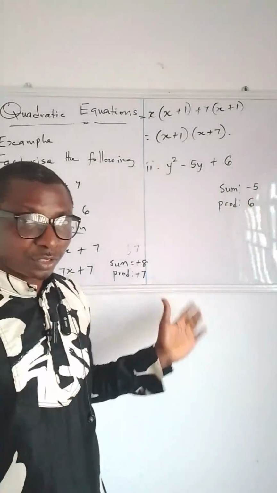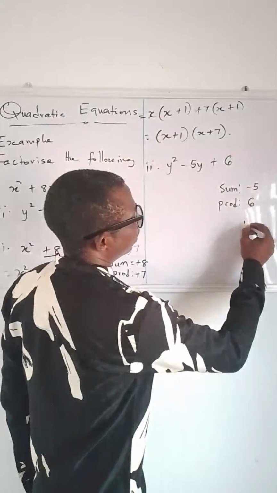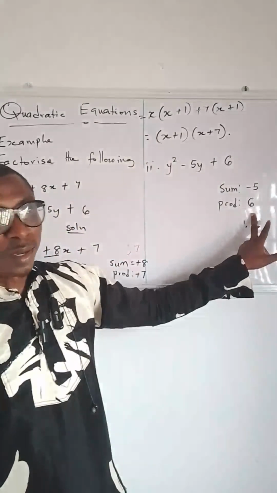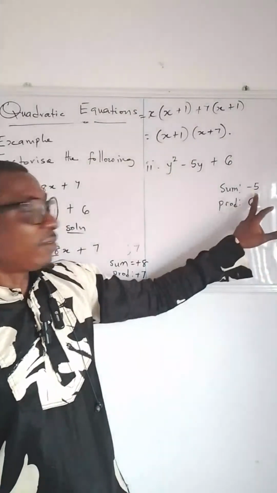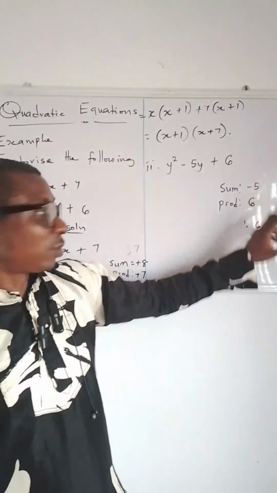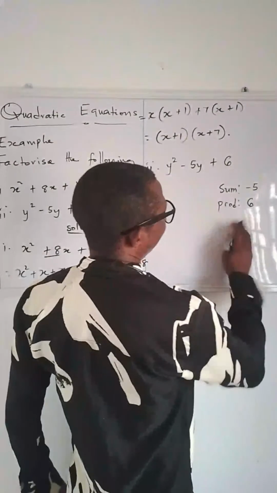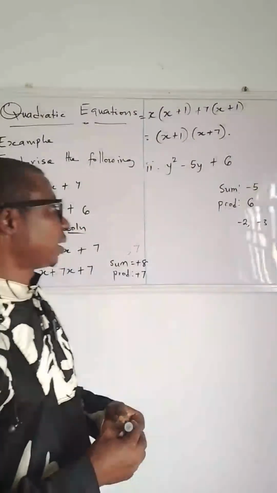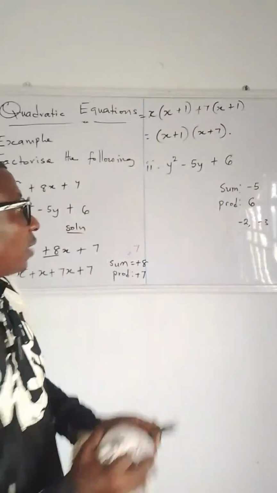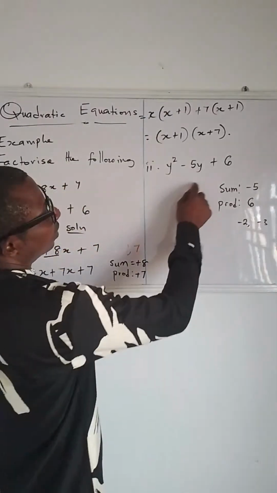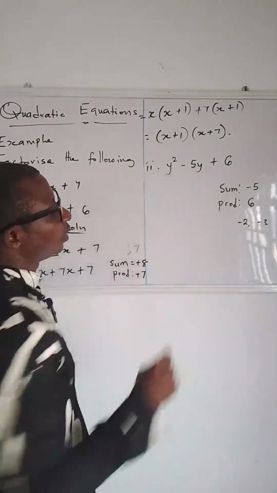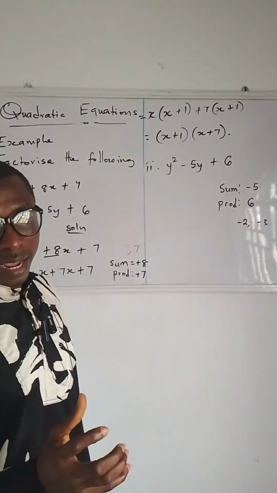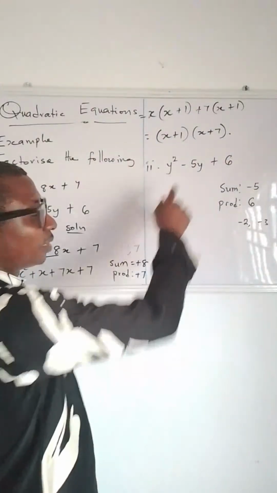Now, I can see someone giving 1 and 6. Fine. If you multiply this and this together, you have 6. But when you add together, are you going to have -5? No. All right, so those of you that said -2 and -3 have the correct answer. That's very good of you. All right, so now that means this -5y is going to be -2y, -3y. So when you add the two together, you're going to have -5y.